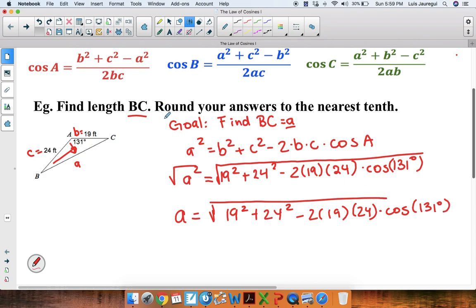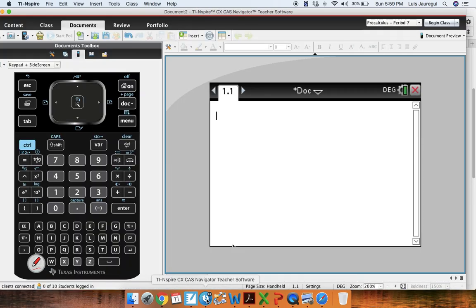But notice, they are asking us to round our answer to the nearest tenth. So what we want to do is to get an approximation, and for us to get that approximation, we're going to be using technology. In my case, I'm going to be using the TI Inspire. So let's go ahead and take a look at the Inspire real quick, and let's take the square root. So I'm going to need the square root.